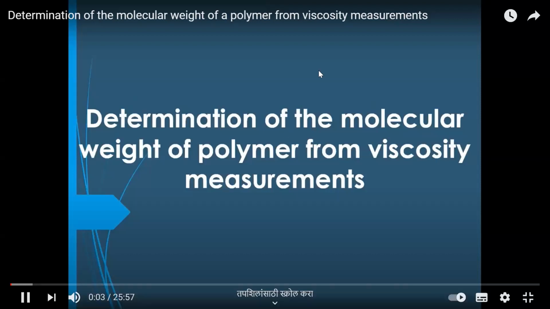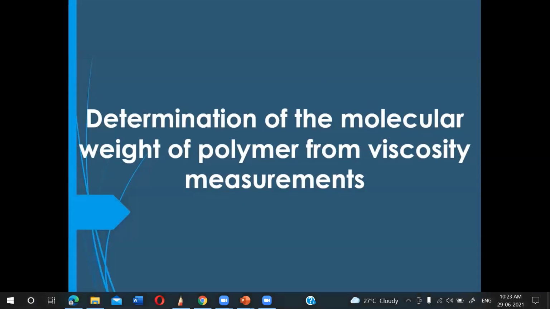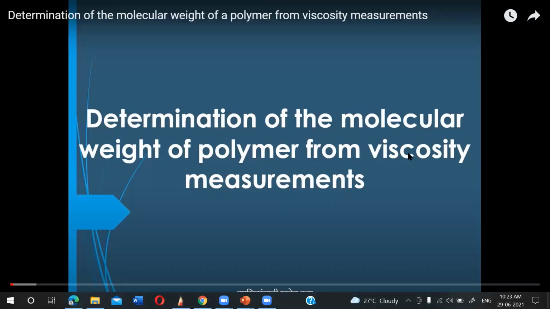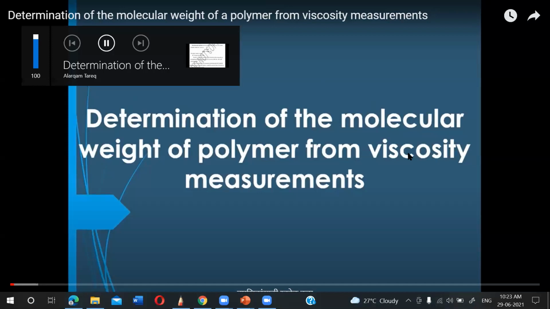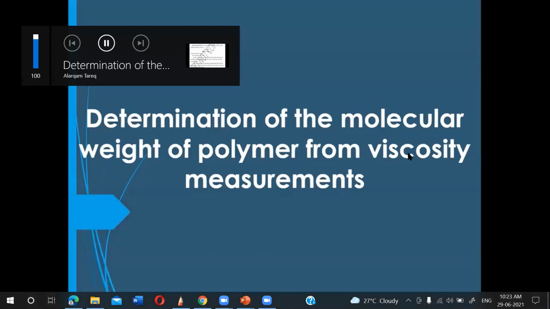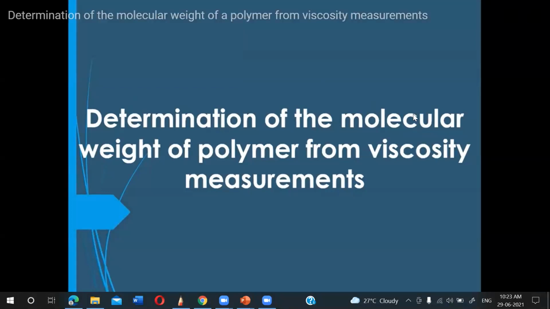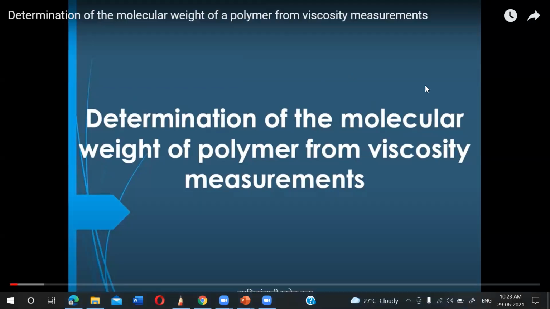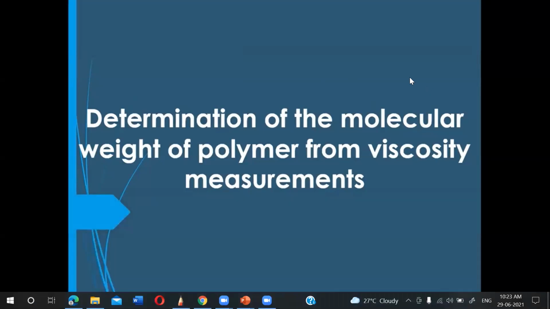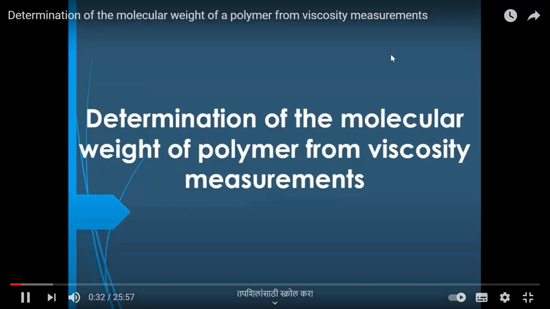We have titled this experiment Determination of the Molecular Weight of Polymer from Viscosity Measurements. This experiment will describe some physical properties of polymers, that means the molecular weight of polymers, and we use viscosity measurements to calculate the average molecular weight of the polymer.